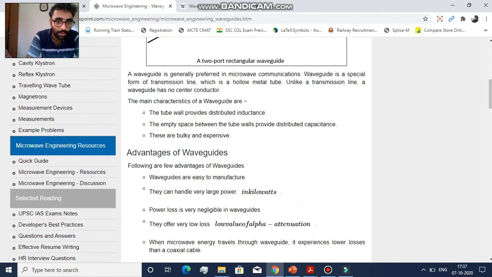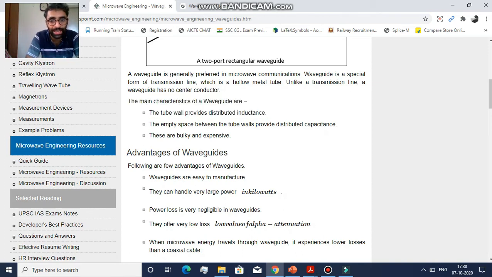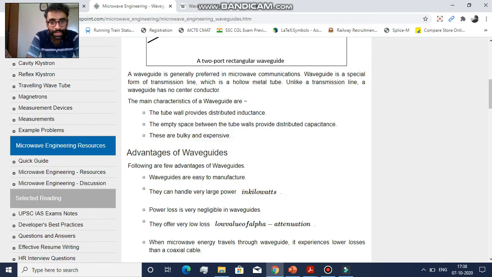So the first important point is the definition of waveguide. The second important point is the main characteristic of a waveguide. The main characteristics of a waveguide are: the tube wall provides distributed inductance, the empty space between the tube walls provides distributed capacitance, and these are bulky and expensive. So these are the three characteristics of a waveguide.